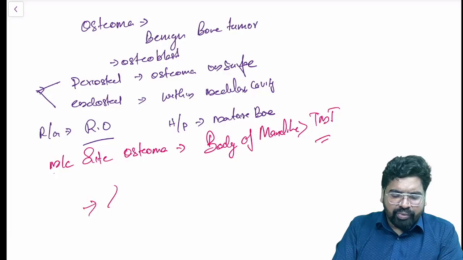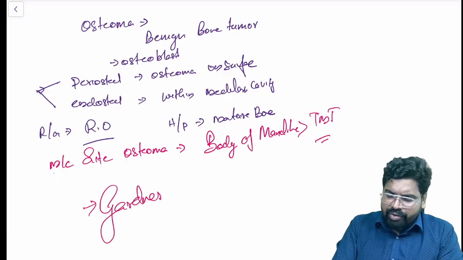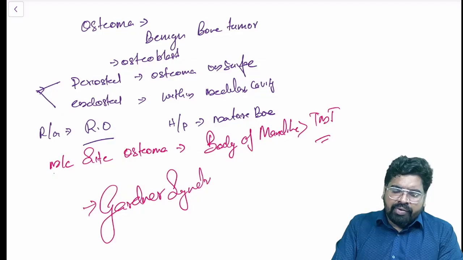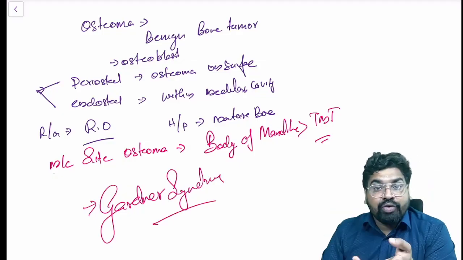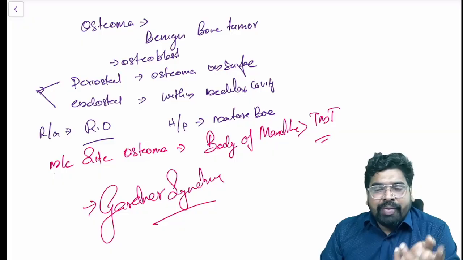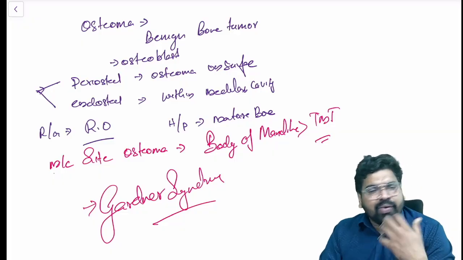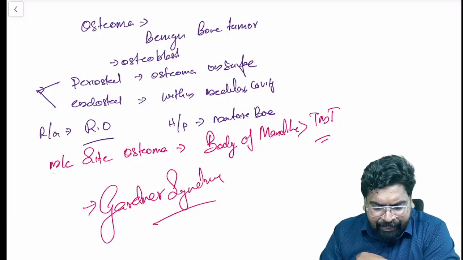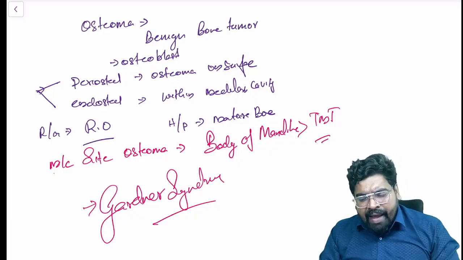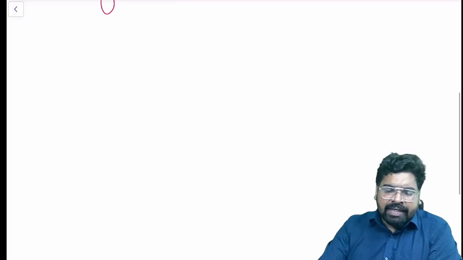The other thing is the syndrome associated with osteoma, the Gardner syndrome, where you have multiple osteomas, multiple supernumerary teeth, and multiple impacted teeth. So this is about osteoma, and two more things are there.